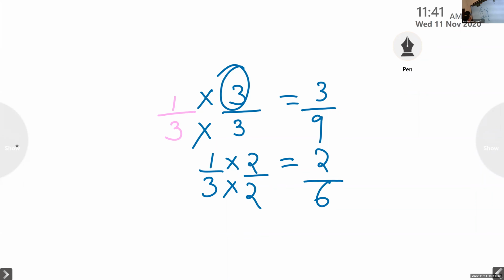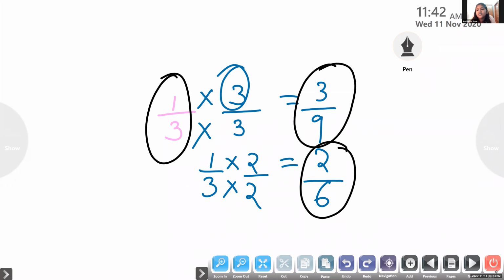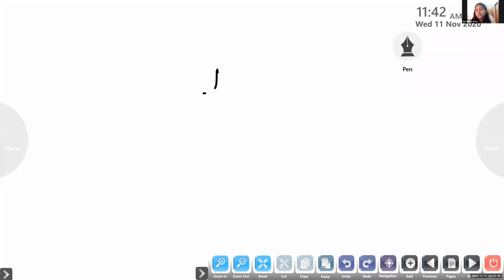So here we have 1 by 3, 3 by 9, 2 by 6. All are equivalent fractions. Yes or no, children? Yes, ma'am. Because we know how to make equivalent fractions. So 1 by 3, when you multiply it by 2, you will get 2 by 6. And 3 by 9. All are equivalent fractions.